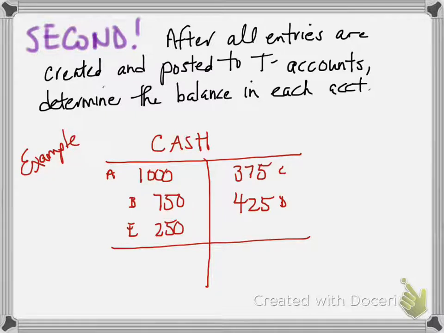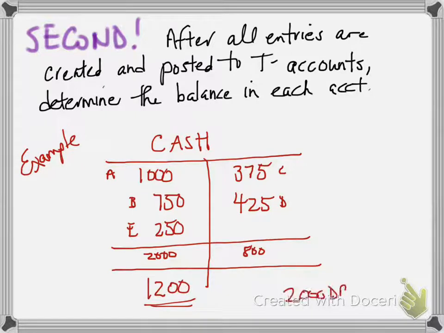So after all of those are posted, we then have to come up with the subtotal for the debit side and the credit side. And so we have $2,000 of debits and $800 of credits. That means we have a $1,200 debit balance in the cash account. $2,000 of debit minus $800 of credit gives us a $1,200 debit balance. So we go through that process for all the accounts and determine what their balances are.